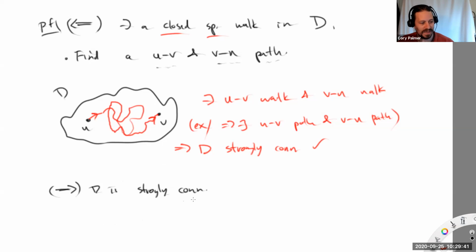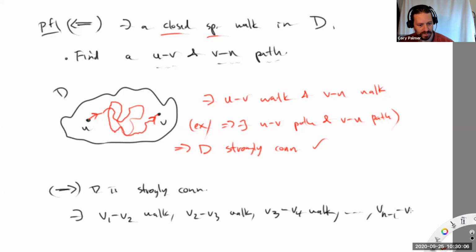Well, watch this. If it's strongly connected, then for every pair of vertices, there exists an AB path. So let's just do the following. There exist the following paths. There's a V1 to V2 walk, a V2 to V3 walk, a V3 to V4 walk, and so on, eventually to the Vn-1 to Vn walk. And then there's also a Vn to V1 walk, right? All those walks exist.